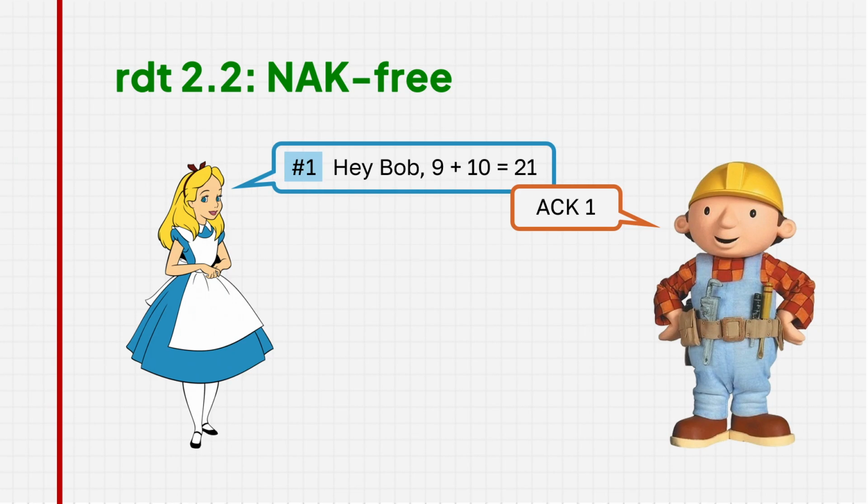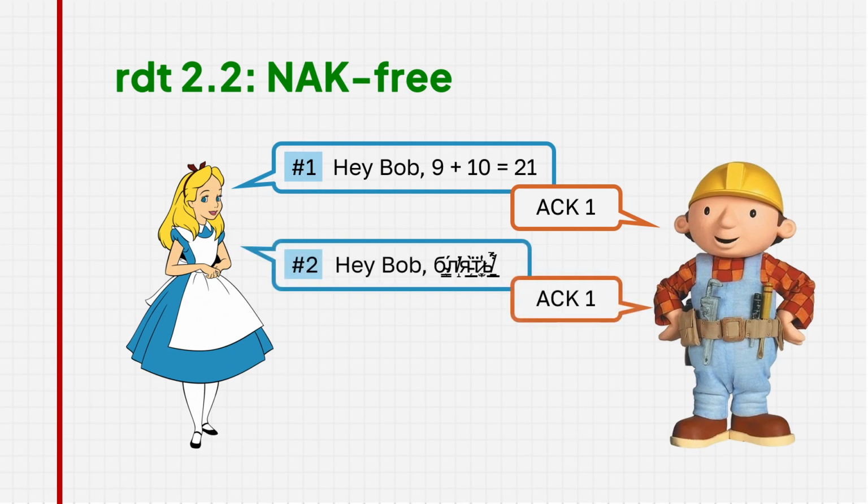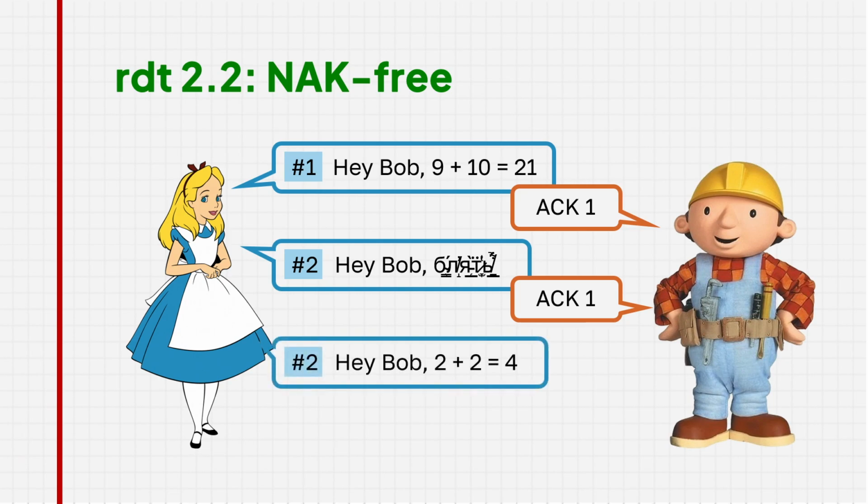Then the next time, say packet 2 is being sent, where it's corrupted, then Bob can just say that I already received packet 1, but I haven't received packet 2. So basically just send the ACK 1. That is the last packet received. Then by saying ACK 1, Alice will know that 1 is received, but 2 is not well received yet. So Alice can just say, hey Bob, 2 plus 2 is 4 as packet number 2, and this will get ACK 2. Okay? Any questions?